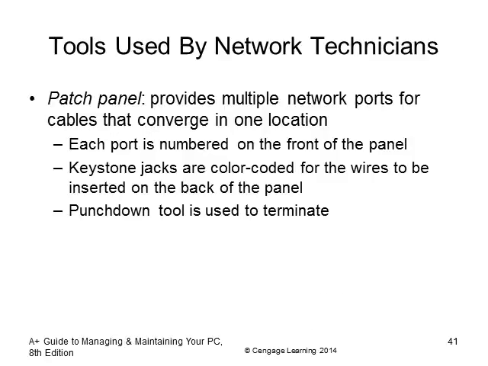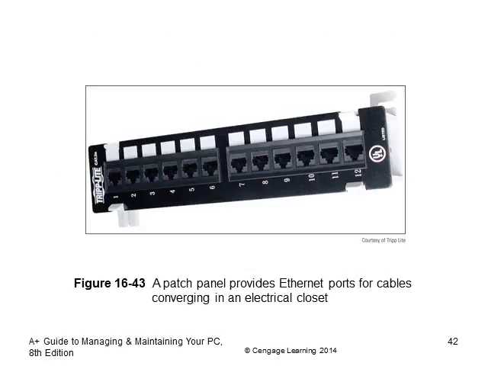Patch panel. The patch panel is the device that provides multiple network ports for cables that all meet up in one location. Each port has a number on the front of the panel. The keystone jacks are color-coded for the wires to be inserted on the back of the panel, and then the punch-down tool is used to terminate or make that connection. Here is a patch panel.